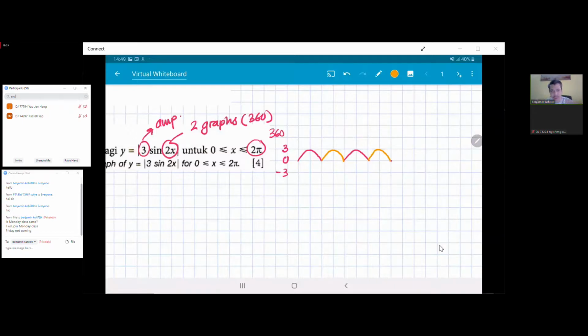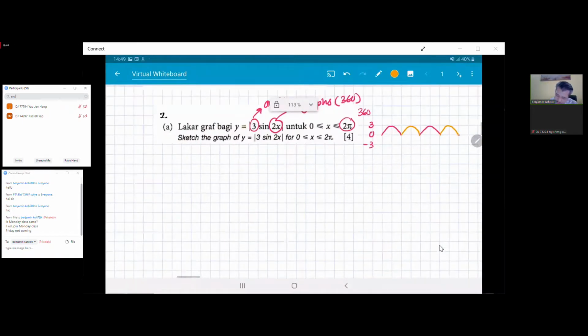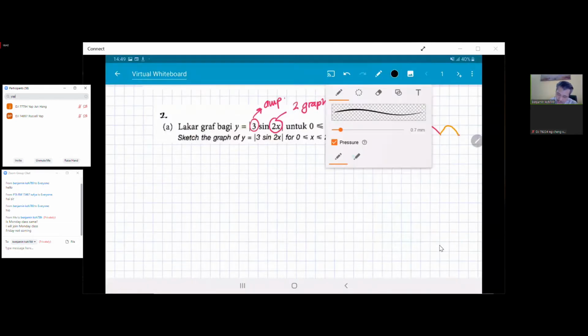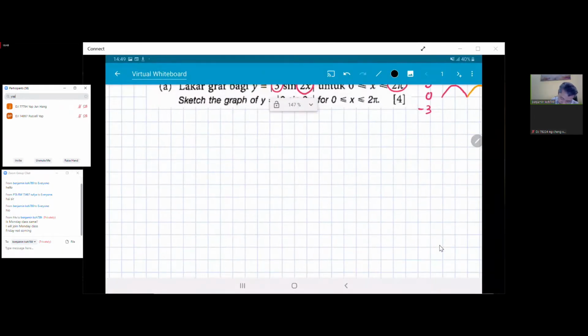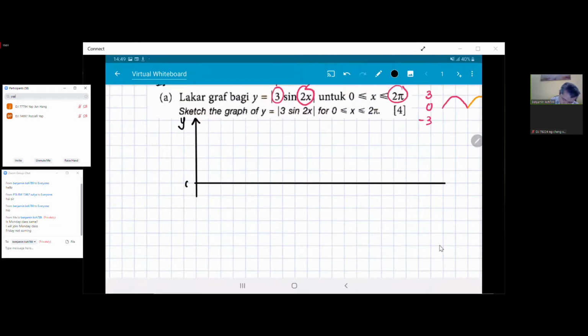Then you can draw your x-axis and your y-axis. So remember your amplitude is 3. To make it easy for me to sketch my graph here, I'm going to draw a long line first, and that's my y-axis. Yang ni paksi Y dia, yang ni paksi X. To make it easy for me to sketch, I'm going to write here 0, 1, 2, and 3.